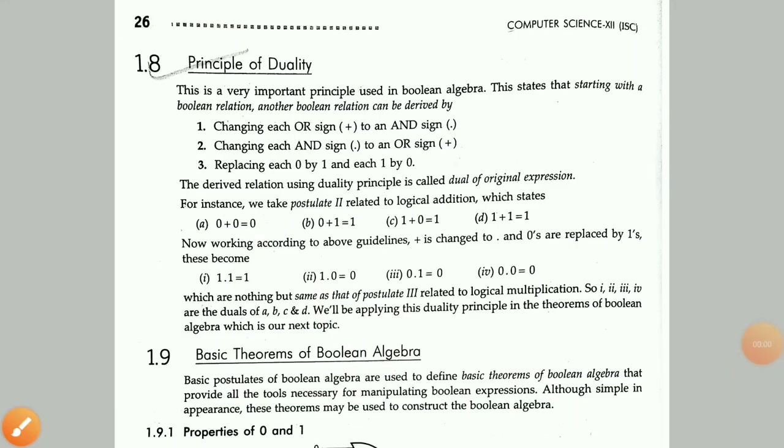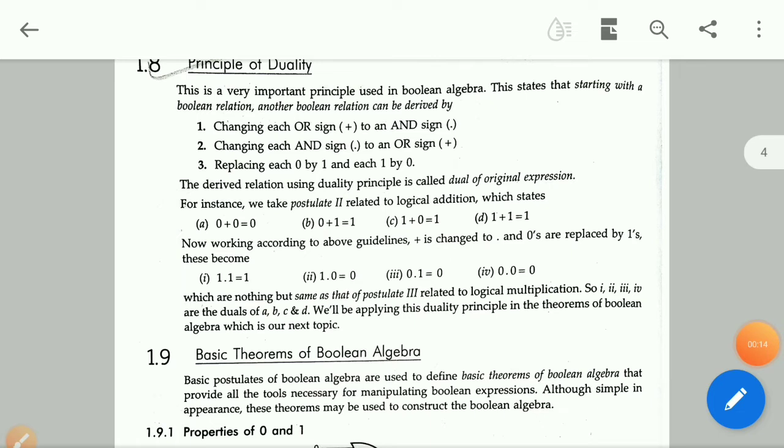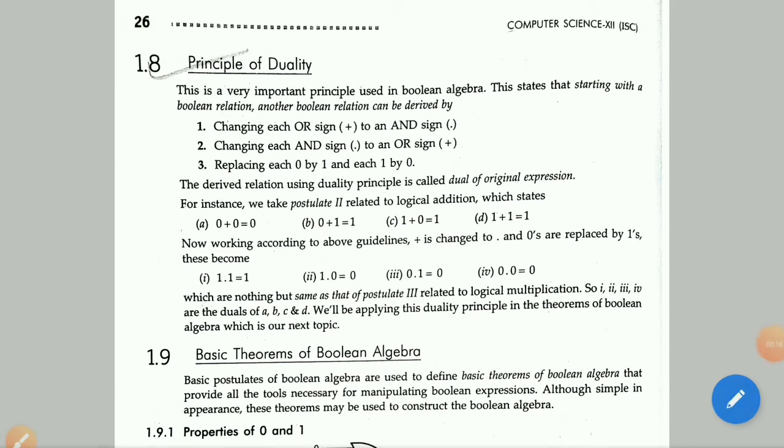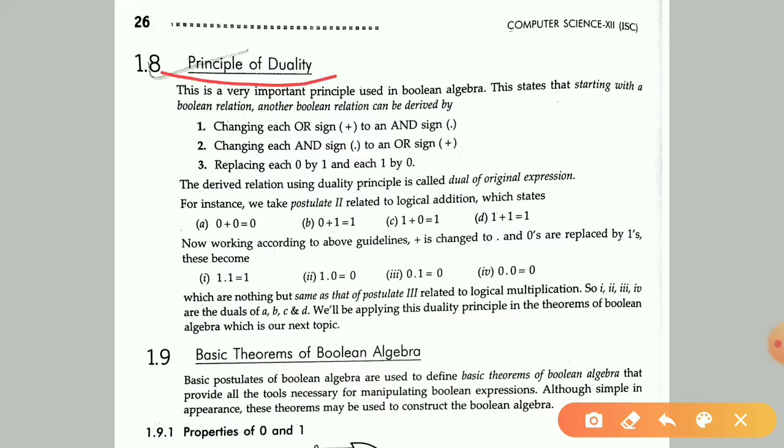Okay, students, in the previous videos you had seen that I explained the basic fundamental gates, that is NOT gate, AND gate and OR gate, with the help of truth table and diagram. Now let's see the next topic, that is principle of duality.